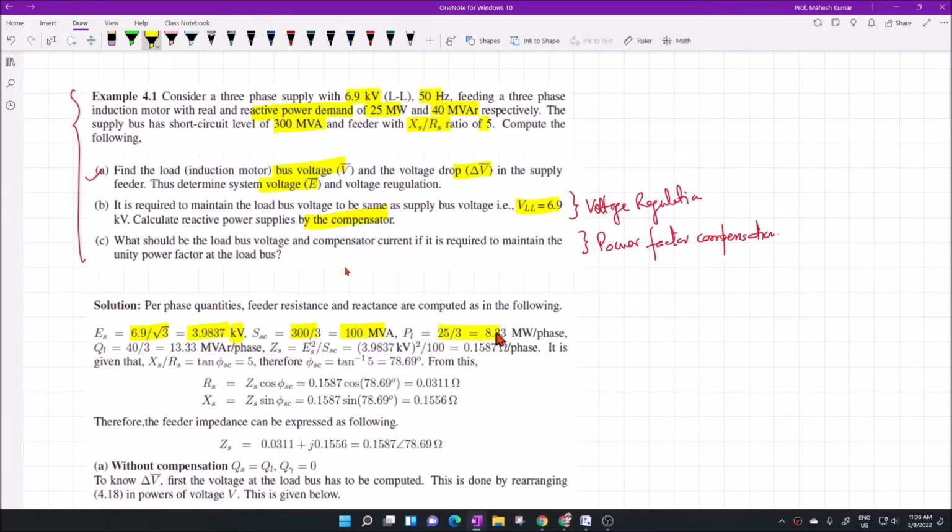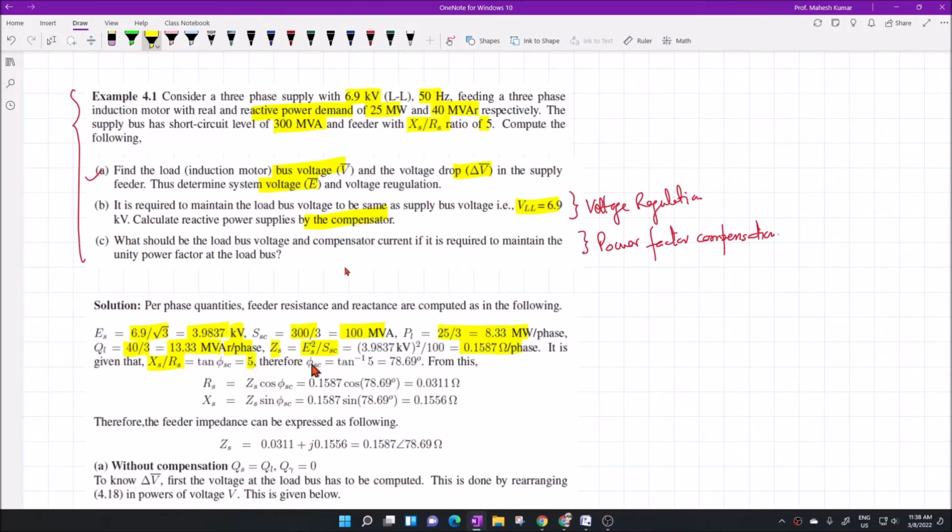The real power becomes 25 by 3, so 8.33 megawatts per phase. And the reactive power of the load becomes 40 by 3, that is 13.33 MVAr per phase. What is ZS? The short circuit impedance or the feeder impedance will be ES square by SSC. It becomes 0.1587. Now we are given the value of X by R ratio as 5.